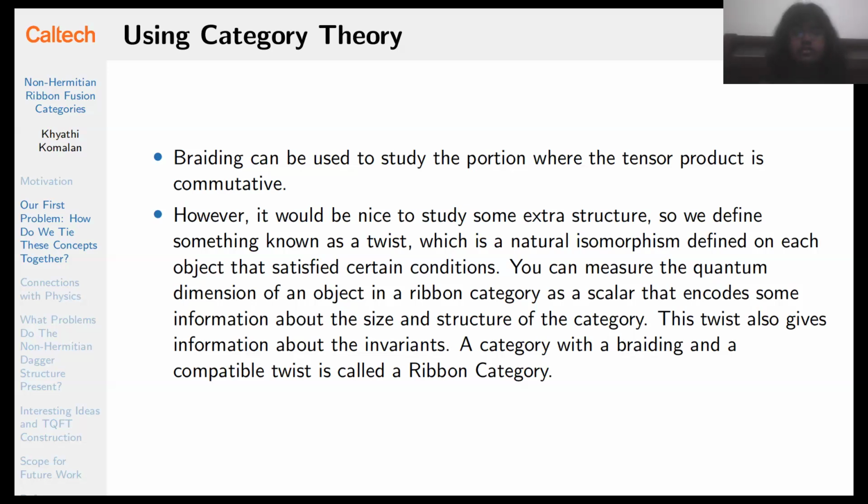You can define the quantum dimension of objects in ribbon categories as scalars, and these scalars give you information about the size of the object related to the category and how the structure behaves. The twist and how it's defined also gives you information about these invariants and how they behave with each other. That's the entire point of a twist. It gives you more information about how these different braidings relate to each other. So a category with a braiding and a compatible twist is a ribbon category.